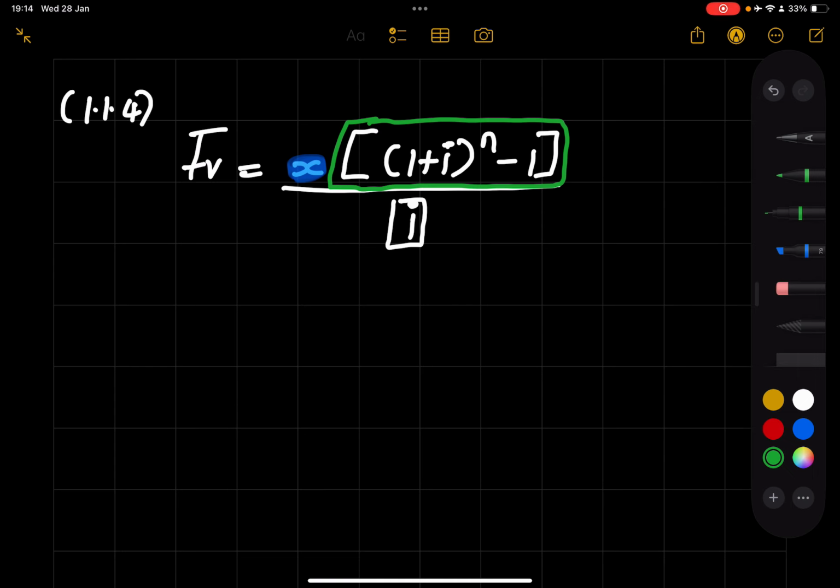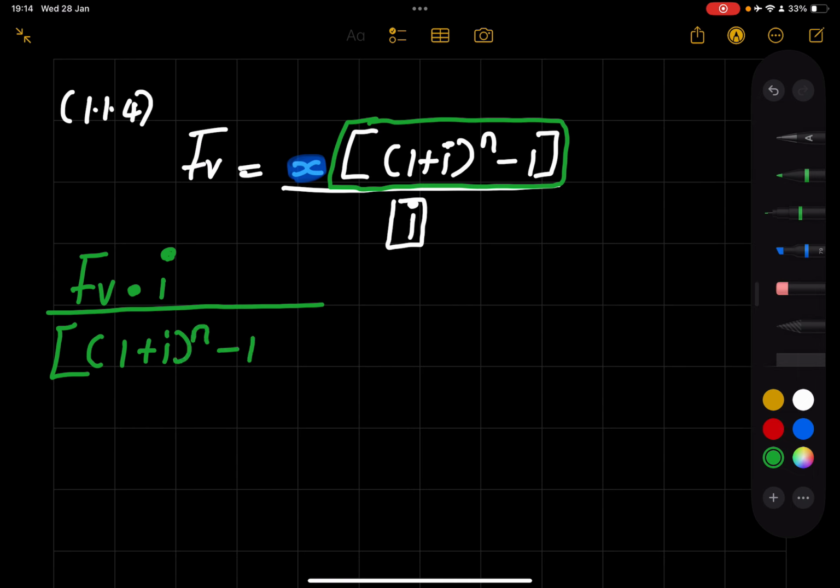The I is dividing on the right, so it must multiply on the left. On the left you had a v, you're going to multiply it by I. And then the bracket is the multiplier, so it must be the divisor on the left. And then that gives you x.